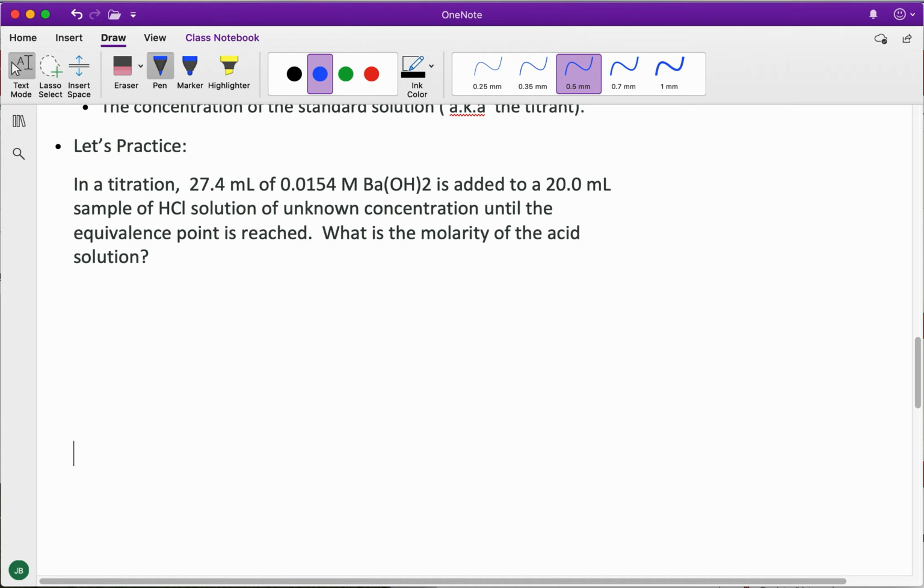So as always, I want to start off by writing out our knowns and our unknowns for this. All right, so some of our knowns. We have 27.4 milliliters of barium hydroxide. And we also know that the concentration of our barium hydroxide is 0.0154 molarity.